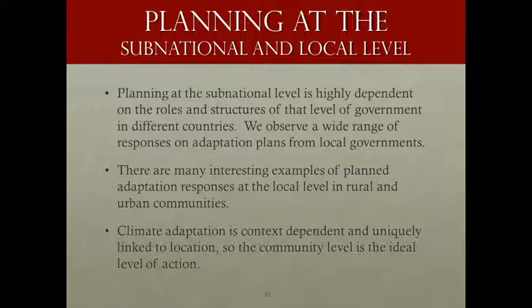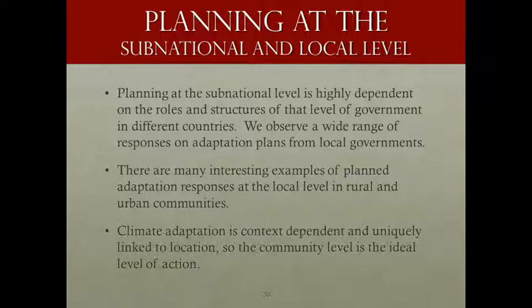Well, planning at the subnational level is highly dependent on the roles and structures of that level of government in different countries. In other words, when we talk about the subnational level, we're talking about subnational governments. So it depends on how those governments work in different countries. So we observe a wide range of responses on adaptation plans from local governments.